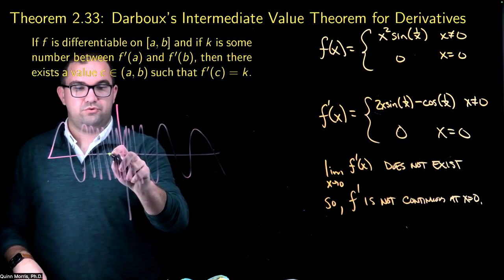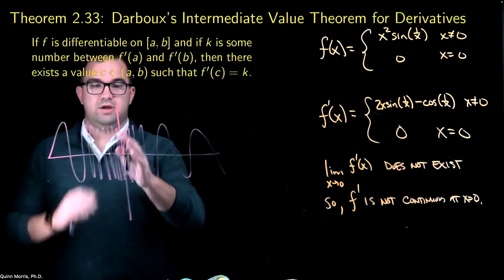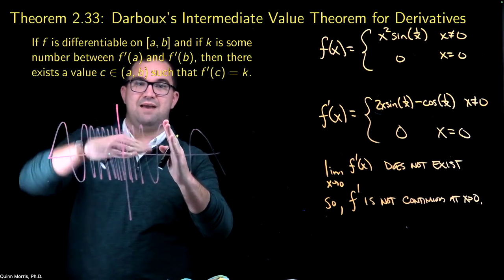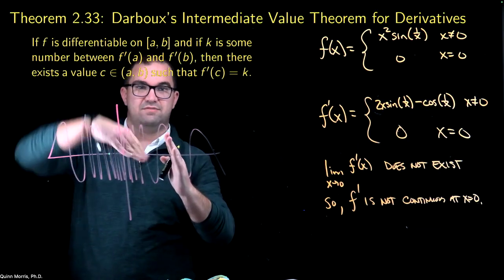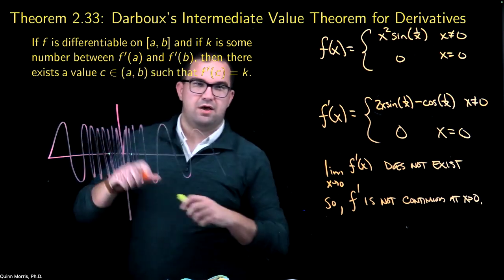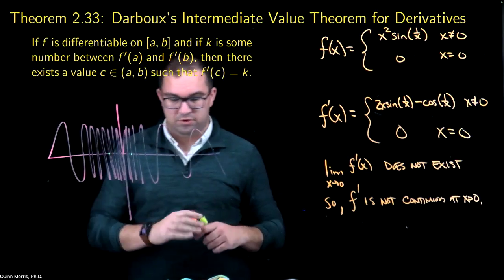So if you were to pick two values, say on either side of 0, and look at the derivatives at those points, your derivative must pass every value between those. Your derivative is still sort of varying in a nice way, even though it's not varying continuously necessarily. It's still hitting every value in between.